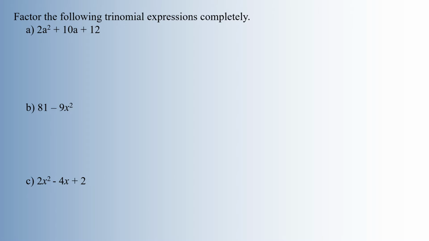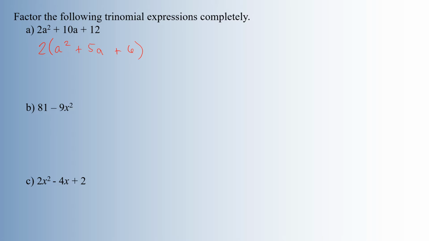The first thing I always want to look for is a greatest common factor. I'm noticing that in this first one, the greatest common factor is 2. I'm going to factor out a 2, and I'm left with a squared plus 5a plus 6. Now I'm going to see if I can factor a squared plus 5a plus 6.